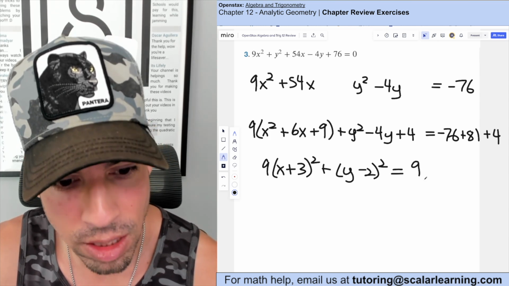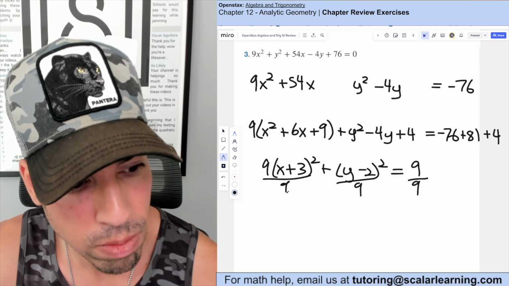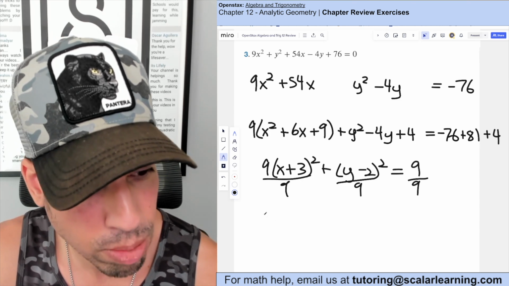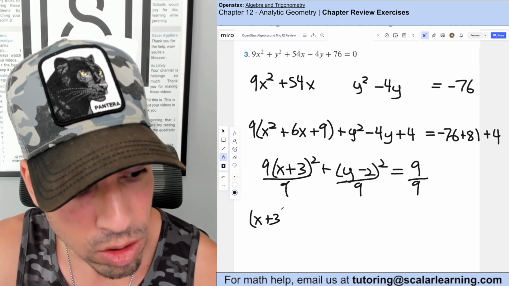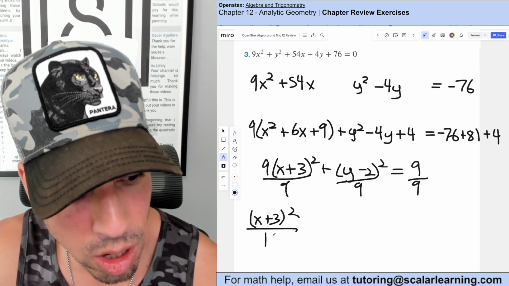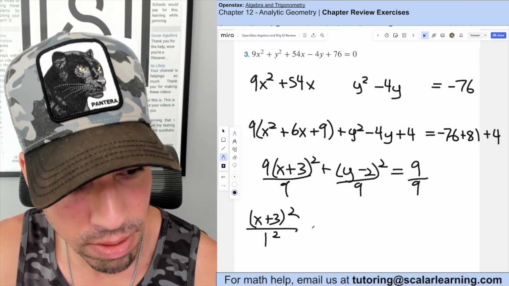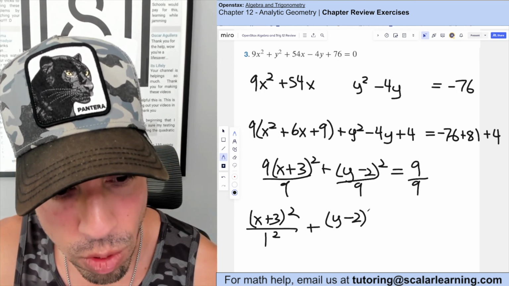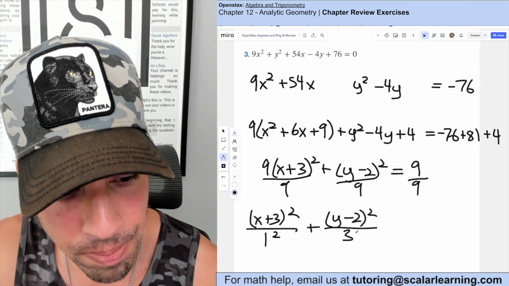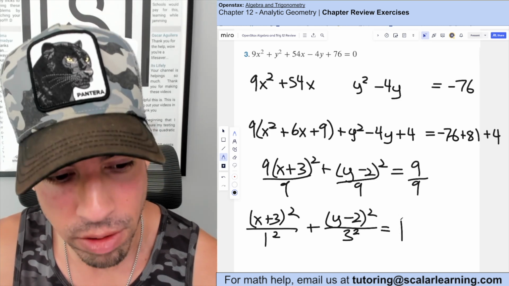Last but not least, we're going to divide everything by 9, boom, boom, and boom, and we're going to end up with 9 over 9 canceling out, so we get (x plus 3) squared over 1. And again, I'm just going to write the 1 squared as they have it in the back of the book. So now we have that. And then over here, we've got 9, but I'm going to change it to the square root of 9, which is 3 squared. Okay. And then 9 over 9 is equal to 1, and we need that 1 over here for standard form.